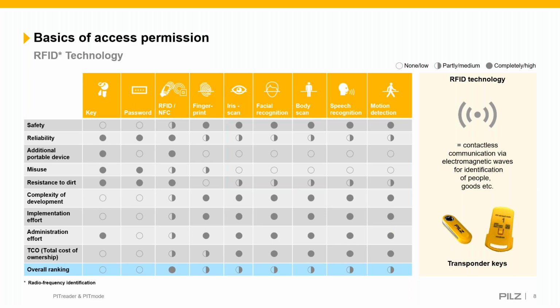Then they've been called to another operation and they've left the key there. They may have told their colleague, hand me the key back when it's finished, etc. They are reliable, but again, there's administration effort because you need to log who's got what. Passwords, again, generally offer none or very low levels of safety.